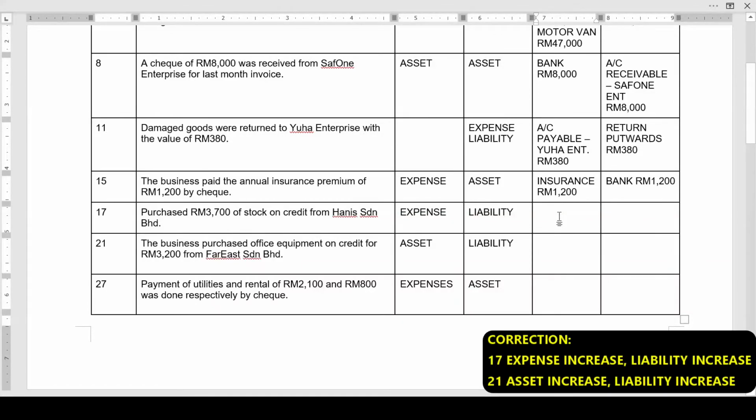Next one. Increase in expense, debit. Which expense account to be debited? Purchase of stock. We record purchase; we do not record stock. Purchase is an expense account, the main expense.